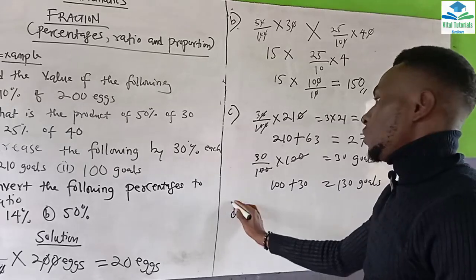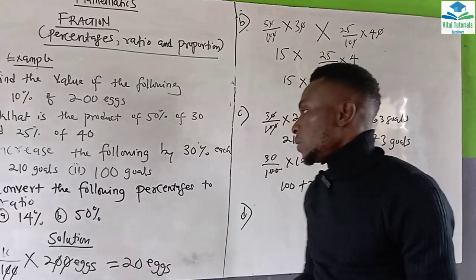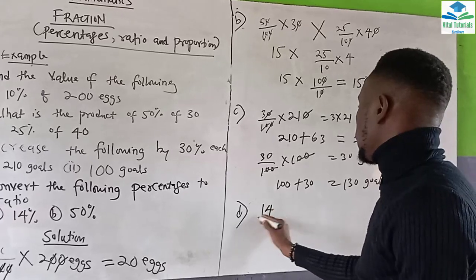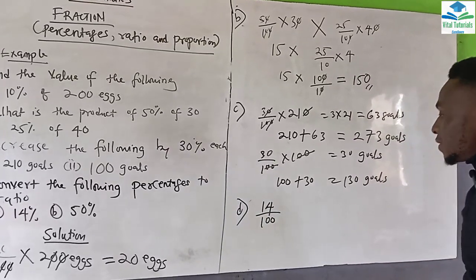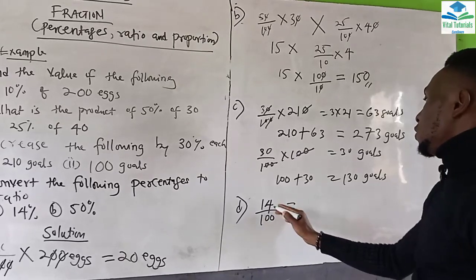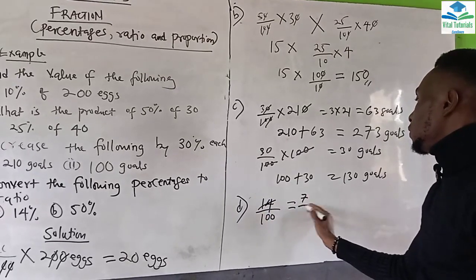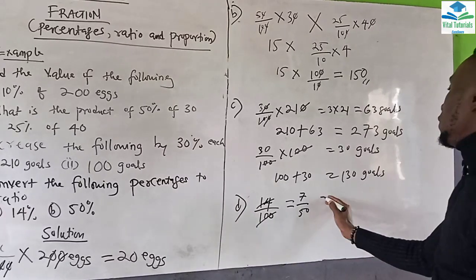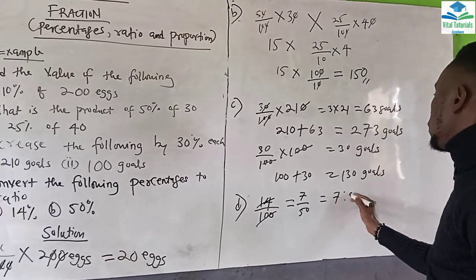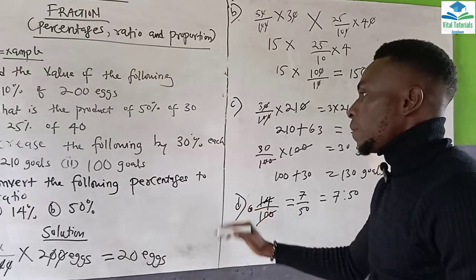Now for the last one, we have been asked to convert the following percentages to ratio. First one there is 14%. That's 14 over 100. How do you convert it to ratio? You break it down to the lowest possible terms. What can go here and here? 2 can go. If 2 goes here, it is 7. 2 goes here, it is 50. This is the lowest you can go. Therefore, this is now the same thing as 7 is to 50. That's how you change it. That's for the A part.